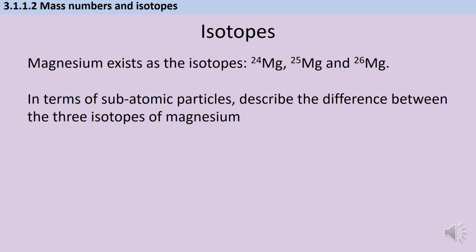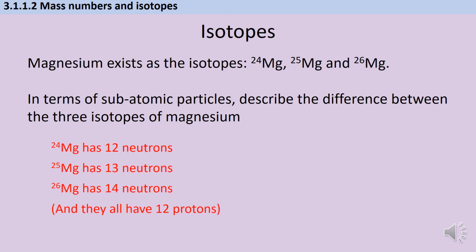Here we've been asked to explain, in terms of subatomic particles, what the difference is between these 3 isotopes of magnesium. So remember, if we're saying in terms of subatomic particles, we want to talk about protons and electrons and neutrons. We don't want to just be saying they've got the same atomic number but different mass numbers. So what the difference is here is the number of neutrons. Magnesium-24 has 12 neutrons, magnesium-25 has 13 neutrons, and magnesium-26 has 14 neutrons. I don't actually need to mention that they all have the same number of protons because the question has asked me what the difference between them is, but given that I've got a bit of extra space, I might put down there, and they all have 12 protons.